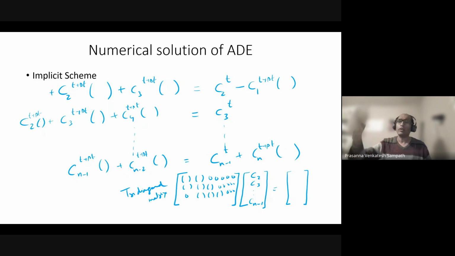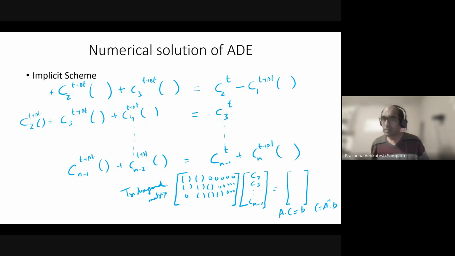Basically, there are many algorithms available. So how to solve this equation? You just invert the matrix. This equation is of the form Ax equal to b, or in this case A into C equal to b. So the solution is C equal to A inverse b, right? C is the solution that you want.